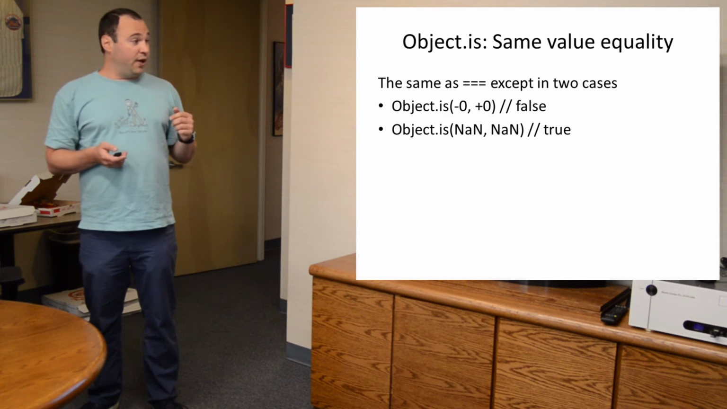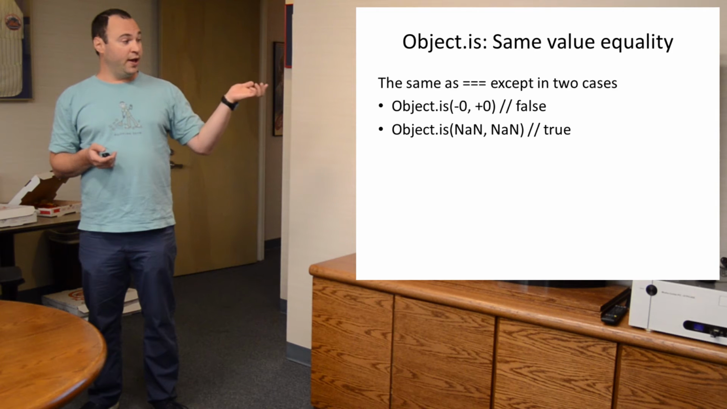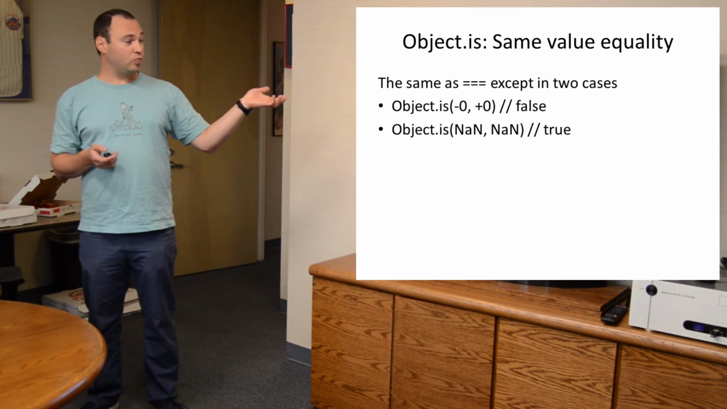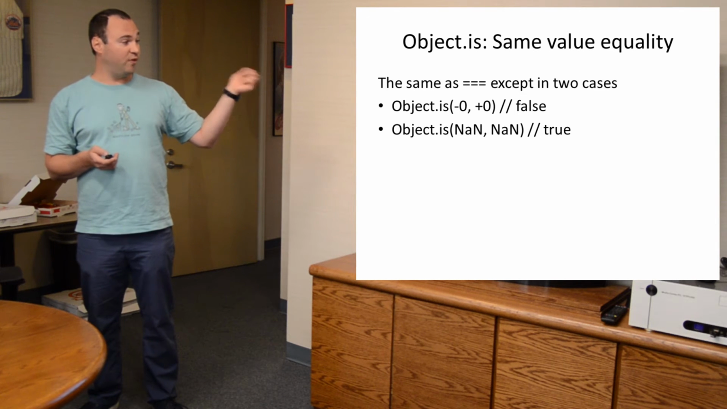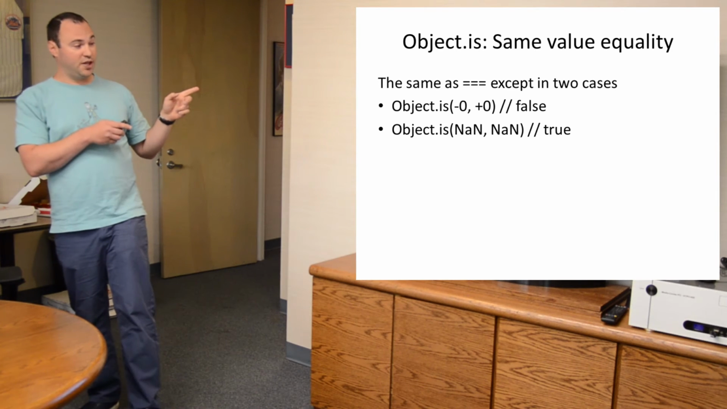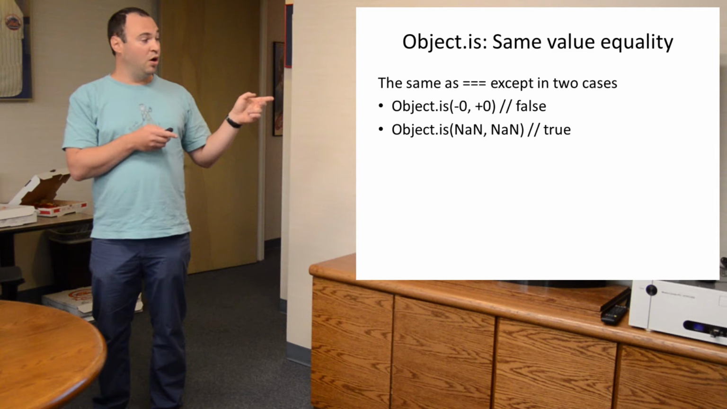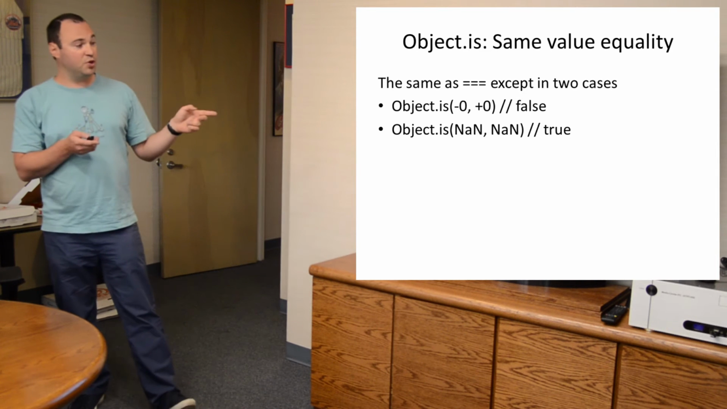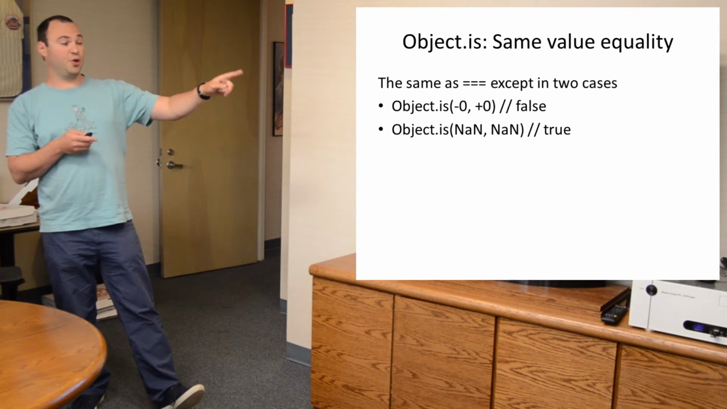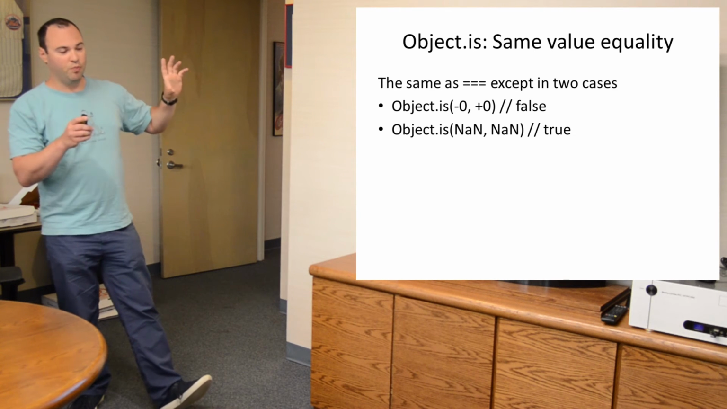Object.is is the same as strict equality, except in 2 cases. In comparing a negative 0 and a positive 0, Object.is gives a false. Oh, actually, I was wrong when I said before that strict equality tells you that a negative 0 and a positive 0 are different. It's actually the other way around. Object.is tells you that they're different. Strict equality tells you that they're the same. So that's why this is a little bit more strict.